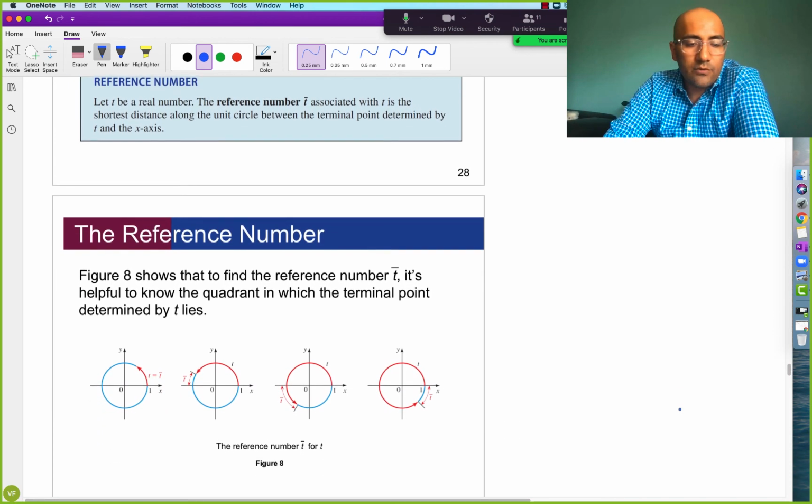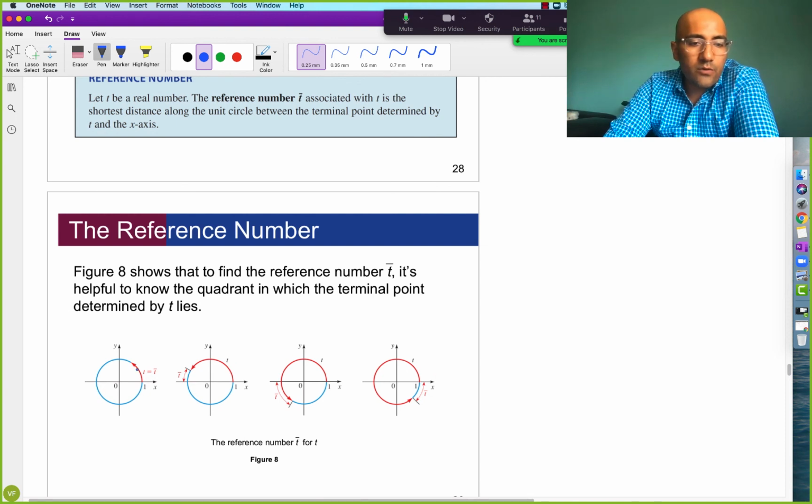So we have some great examples right here. In quadrant 1, the t value and its reference number are going to be the same. Remember that you want the shortest distance between the terminal point and the x-axis. So it's not this distance to the y-axis. That's not what we're looking for. We want the distance from the terminal point to the x-axis. So we either have this one or we have this one, and obviously this one's shorter. So in quadrant 1, t equals t bar.